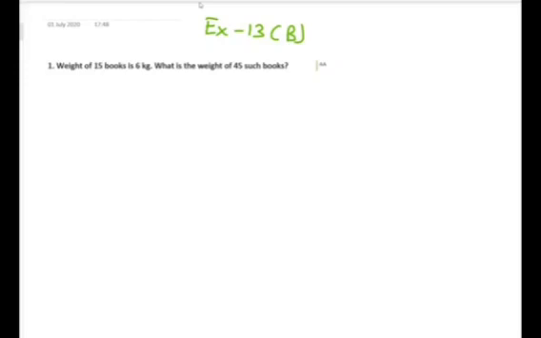Welcome to everyone once again. Today I'm going to start exercise 13B, because last lecture I gave exercise 13A. The name of the chapter is unitary method.